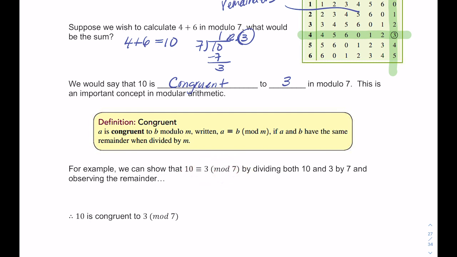And how would we know this? If we divided 10 by 7, or if we divided 3 by 7, we would get a remainder of 3 both times, right? So we already showed 7 goes into 10 one time with a remainder of 3. 7 also goes into 3 zero times with a remainder of 3. So we would say that both of those numbers are congruent in that modulo.